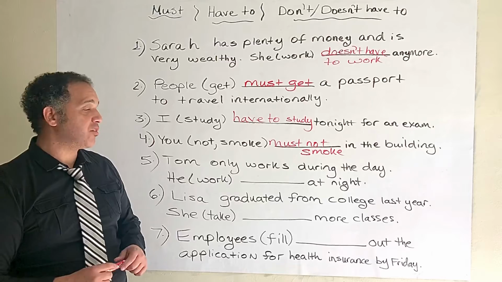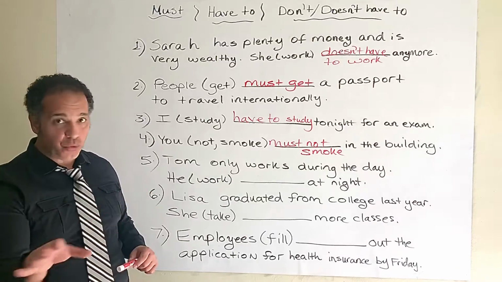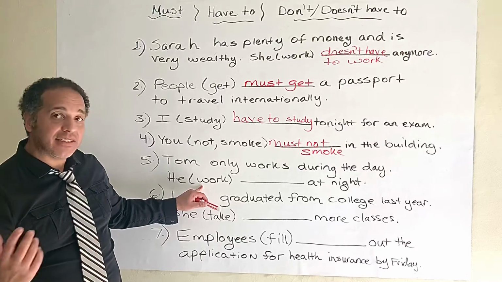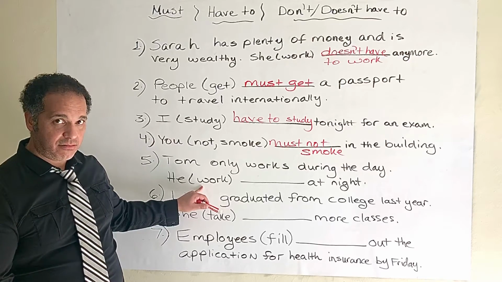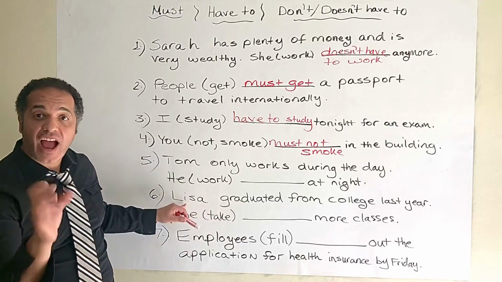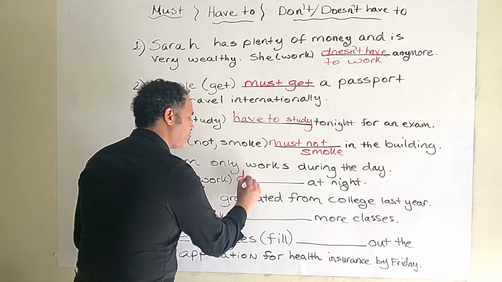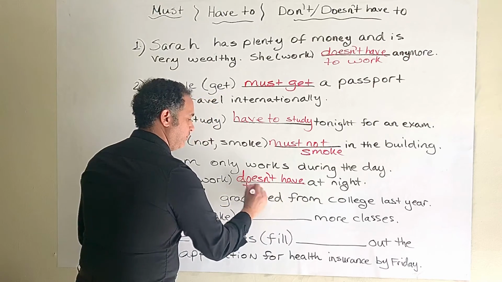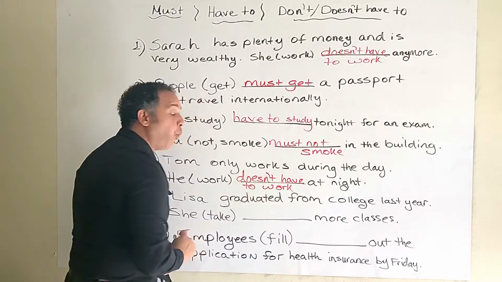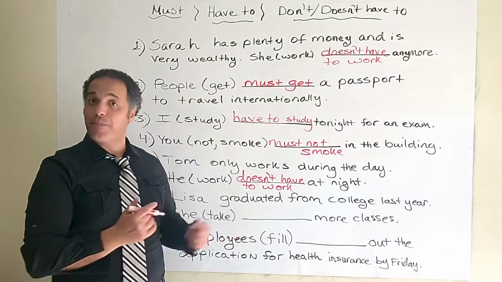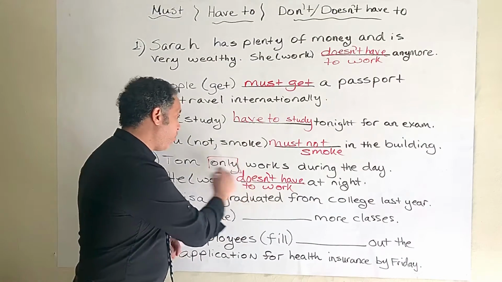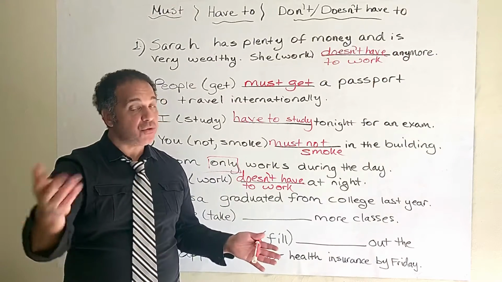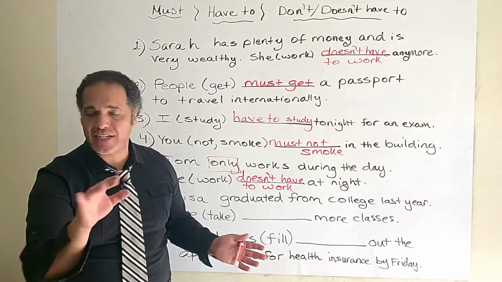Tom only works during the day. He blank at night. He doesn't have to work. Why? Because it's optional. It's up to him. If it says he only works during the day, then that means if he wants to, he can work at night, but it's not necessary.